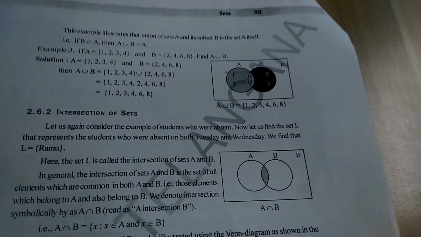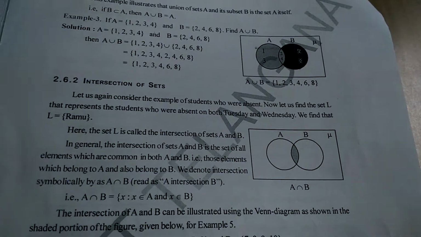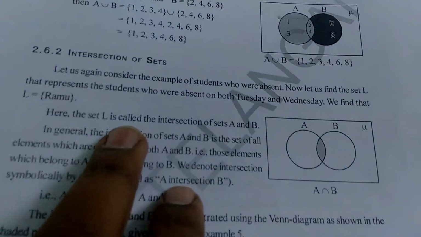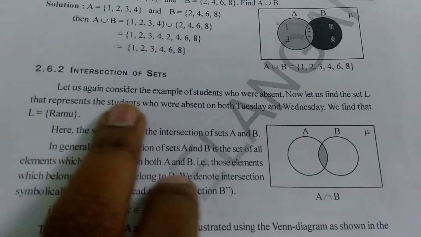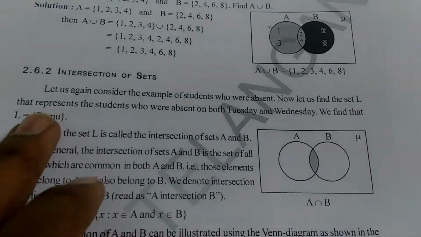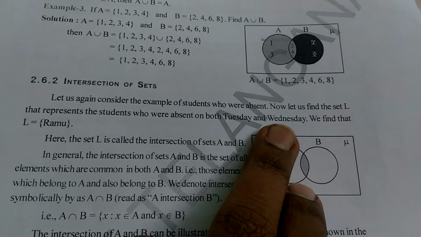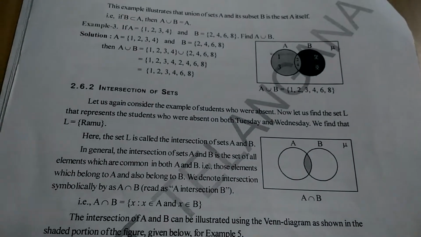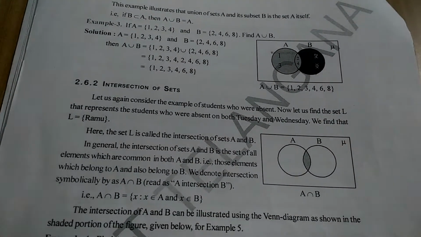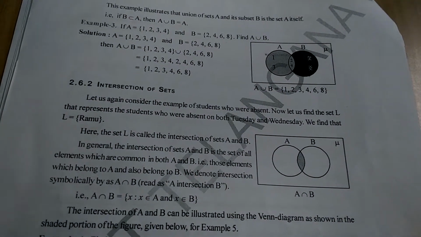But also, in the previous union of sets we discussed one more concept. Before going to that, let's see one example here. Let us consider the example of students who are absent. Now let us find the set L that represents the students who are absent on both Tuesday and Wednesday. We have to collect the data using sets for students who were absent on both days.